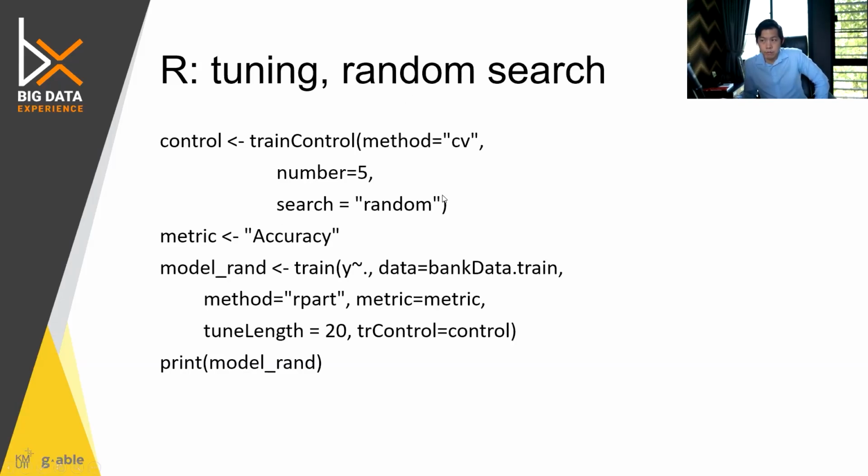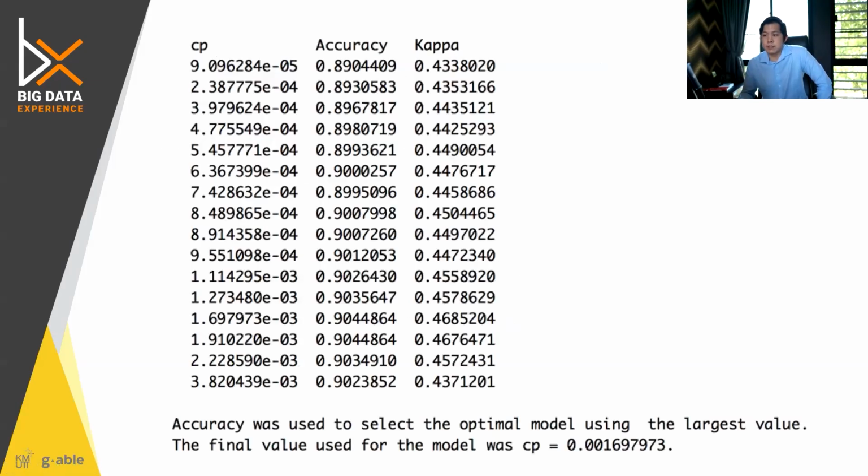By specifying search equal random in train control, you don't need to specify the grid. You specify search equal random, and then the tune length to be 20, or 30, or whatever number of iterations that you want to tune. It would randomly adjust the parameters until it gets the best one. You can see that it's actually better than the one I got earlier, because this is 0.904 and the one I got is 0.902, a bit better and more detailed. So if you get lucky, random search will give you good results. Grid search gives you a general tuning.